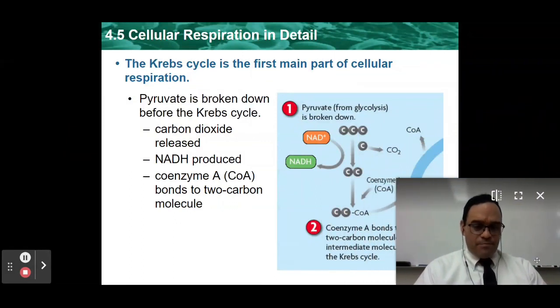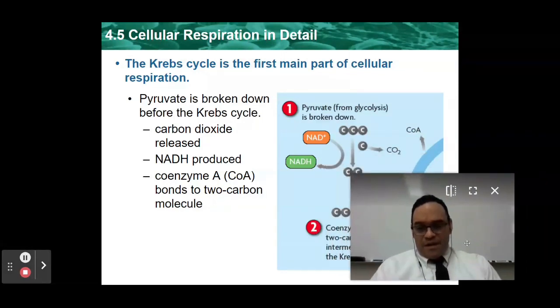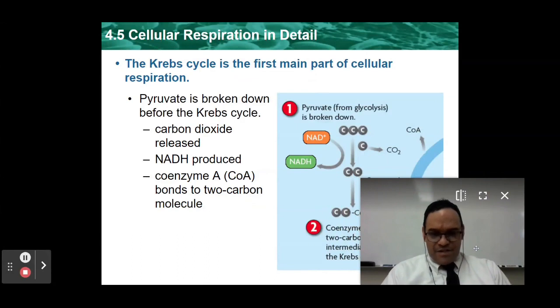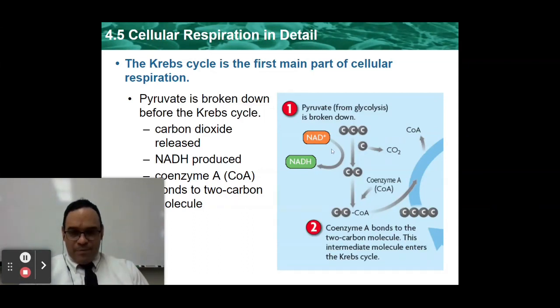So pyruvate is broken down before it gets to the Krebs cycle. Once it enters into the mitochondria, pyruvate is broken down, and carbon dioxide is released, and NADH is released, and coenzyme A is attached. So carbon dioxide leaves. Remember, you have three carbons. If a carbon dioxide leaves, you lose one, and now you have two carbons. You get NAD plus becoming NADH, right? That gets redone. And then here you put a coenzyme A instead of the third carbon that was there.